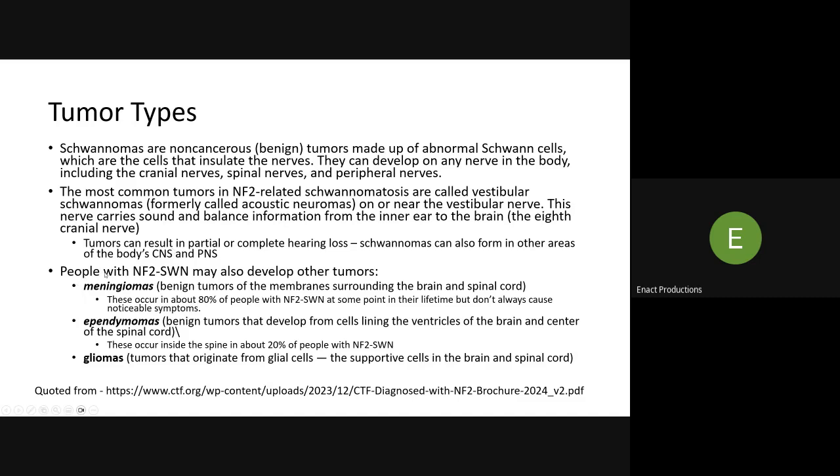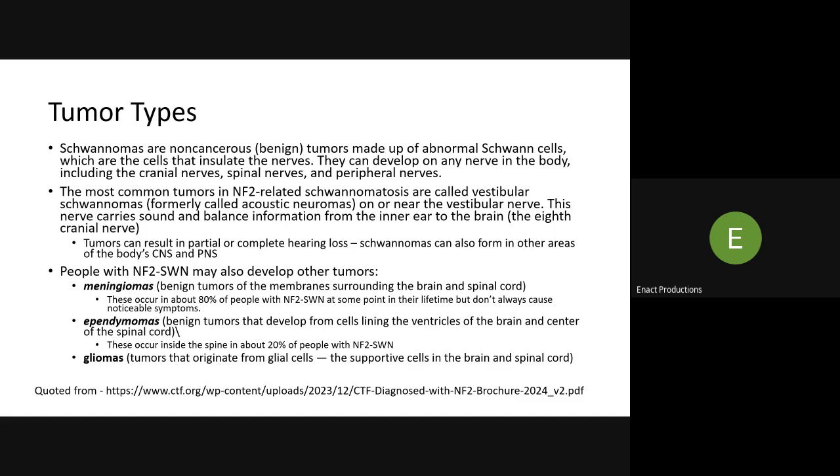So as we talked about, you can also develop other types of tumors. So meningiomas are benign tumors of the membranes around the brain and spinal cord. These occur in 80% of people with the NF2 schwannomatosis disorder at some point in their lifetime, but they often don't always cause noticeable symptoms. The ependymomas, these are the benign tumors that develop from cells on the ventricles of the brain and the center of the spinal cord. So ventricles are fluid-filled sacs in the middle of the brain.